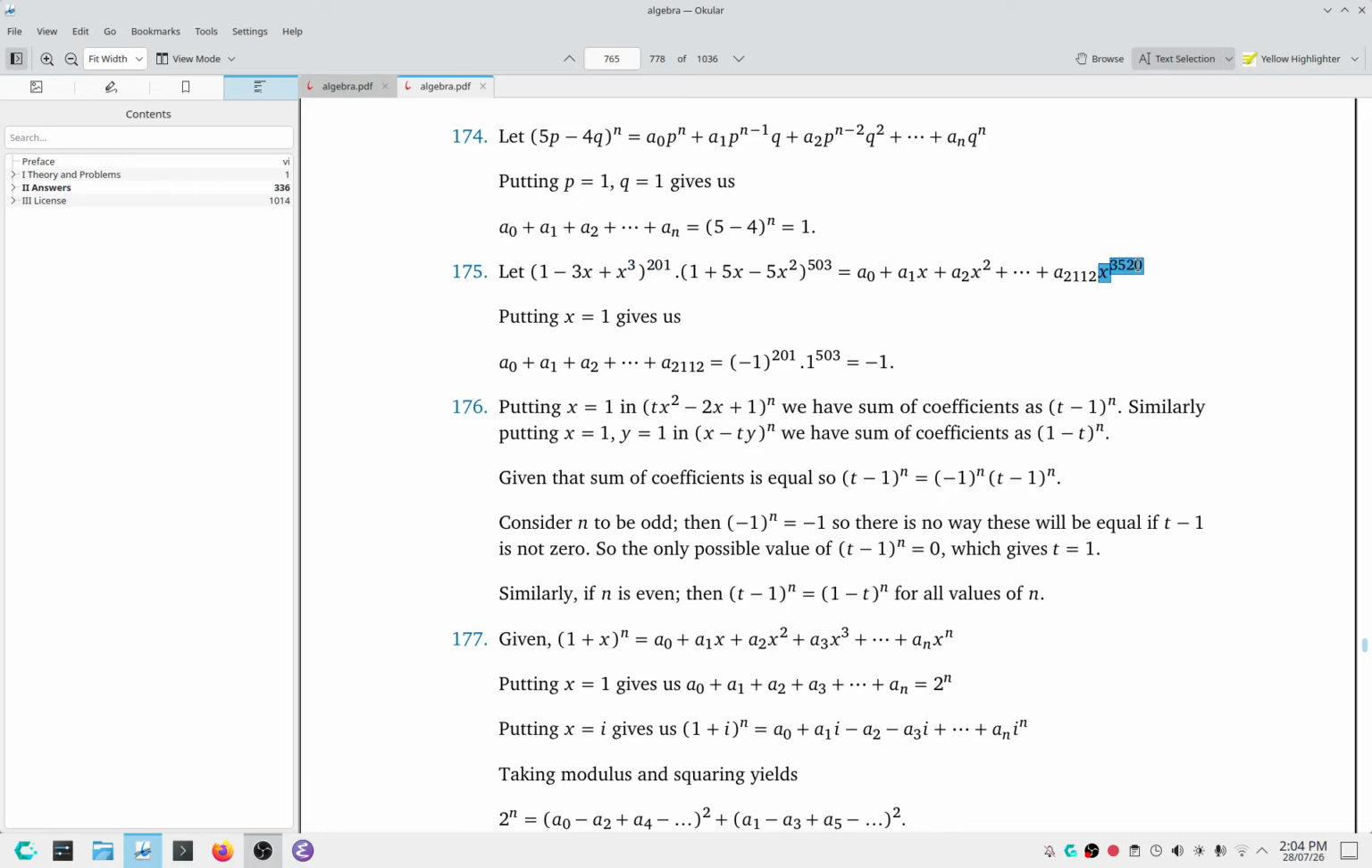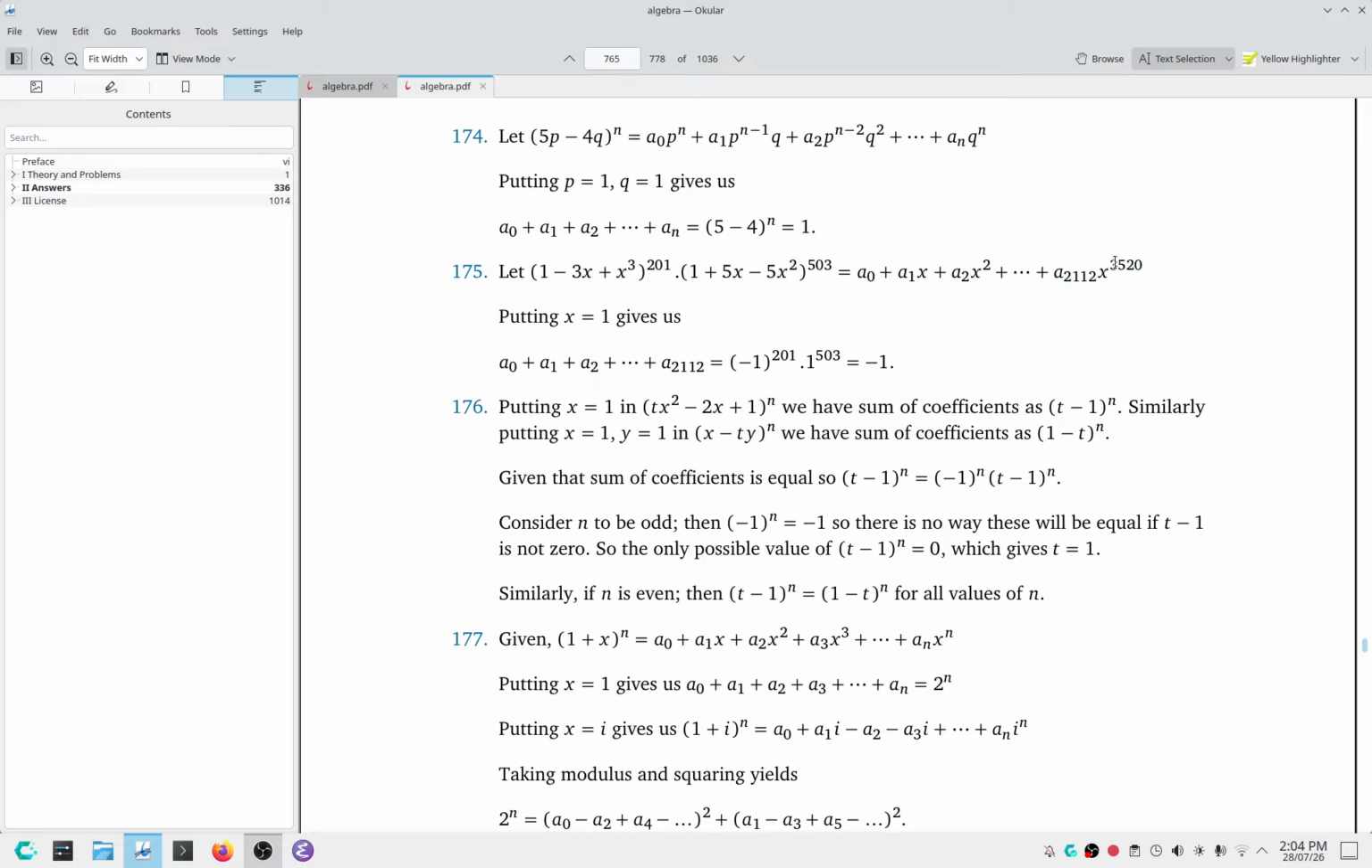So this power seems to be wrong here, because 3 to the power 201 will be 603. So this is definitely wrong. It doesn't matter what the last term is. Anyway, we put x equal to 1. So this becomes minus 1 to the power 201. That is a negative number, and we put 1 over here, so it becomes 1. So positive to the power 503. So this is minus 1. I'll fix this. This is incorrect.